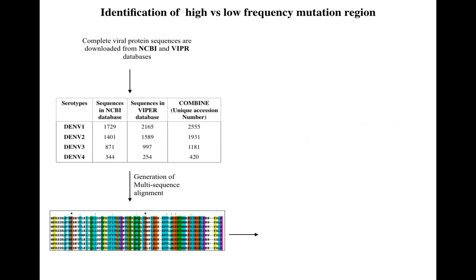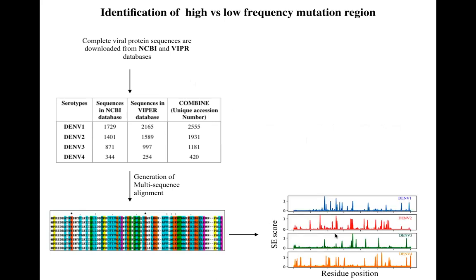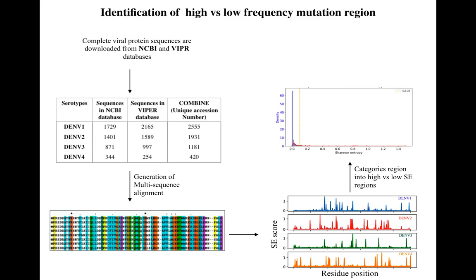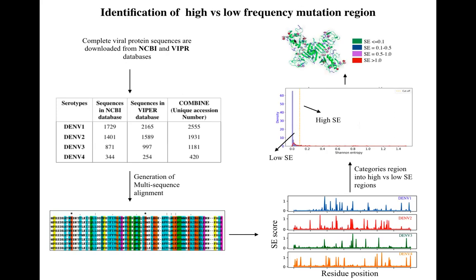To know the extent of variability, we performed Shannon entropy calculations, which range from 0 to 4. 0 represents full conservation, whereas 4 represents the presence of each substitution in equal amounts. Now, to categorize the regions into high and low SE regions, we checked the distribution of Shannon entropy scores, and you can clearly see that the majority of positions are highly conserved, and a few of them are accumulating mutations. These regions were called high SE regions, meaning observed variable regions, whereas this portion is called low SE, meaning highly conserved in nature. We also represent this on the dengue NS1 structure.